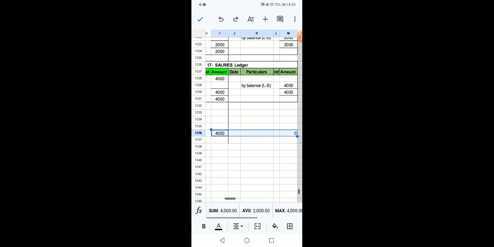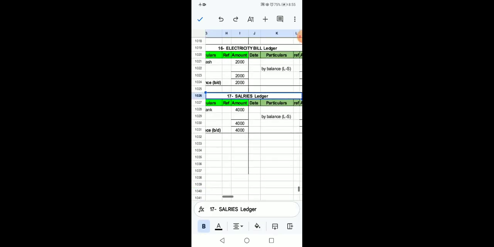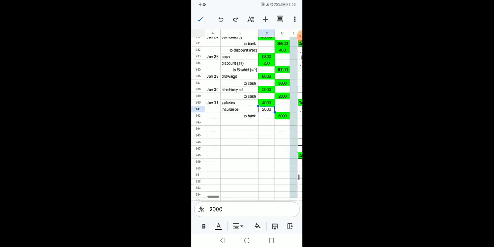These sums were written just for the reference. They are now not needed. You can erase them. 17th ledger, salaries completed. Let's see if it is anything unmarked. And yes, last unmarked thing is insurance. So we are now going to make ledger for insurance.